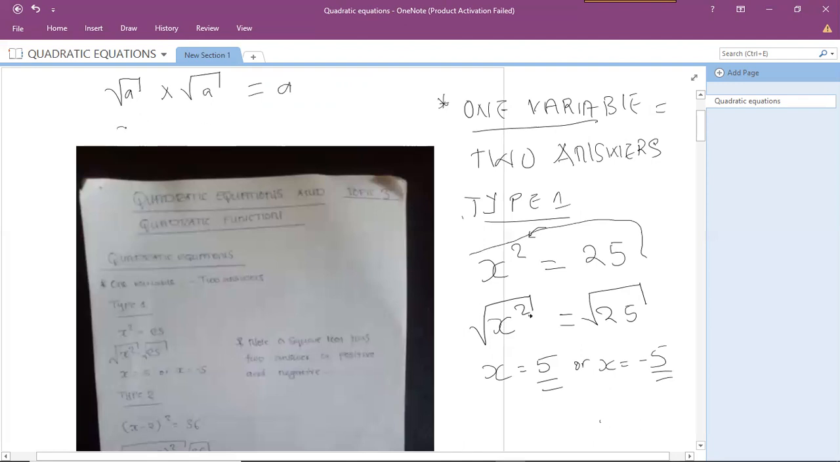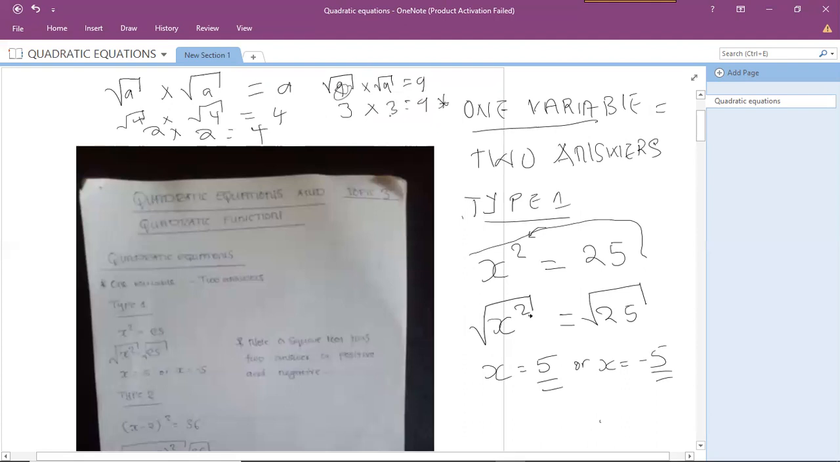So if we say the square root of 4 multiplied by the square root of 4, it will give us 4. The square root of 4 is 2, multiplied by the square root of 4, which is 2. 2 times 2 is going to give us 4. The square root of 9 multiplied by the square root of 9 is going to give us 9. The square root of 9 is 3, so 3 times 3 gives us 9.